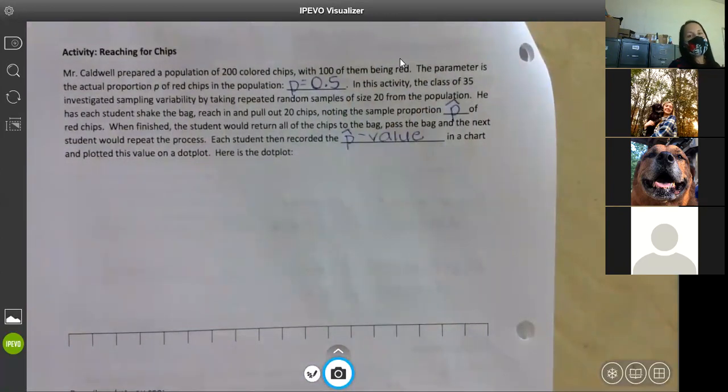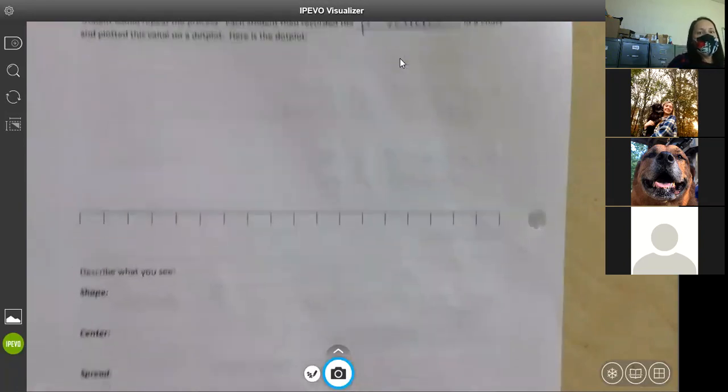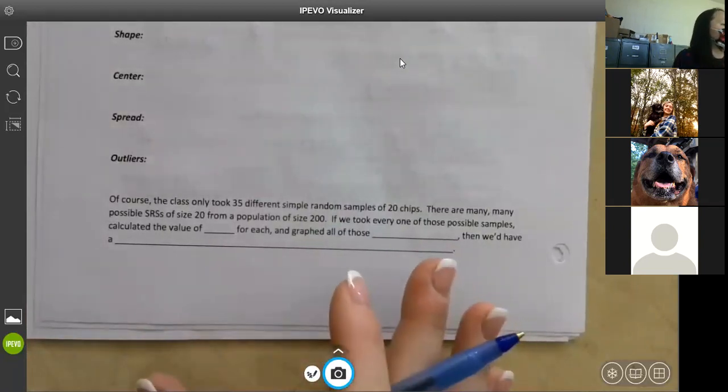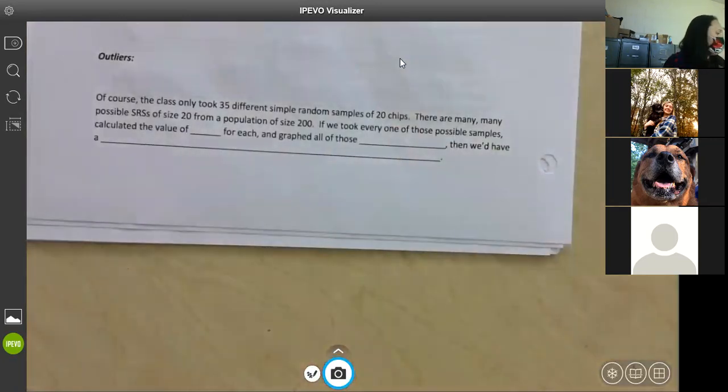And it says here's the dot plot, but we're not doing it yet, okay? We will describe what we see. This will be our actual class data. And again, I'll go over this on Friday, so we'll come back to this. So we're gonna talk about shape, center, spread, and outliers. If you forgot what those are, just make sure you review those. We will review on that day as well as the next couple of days.